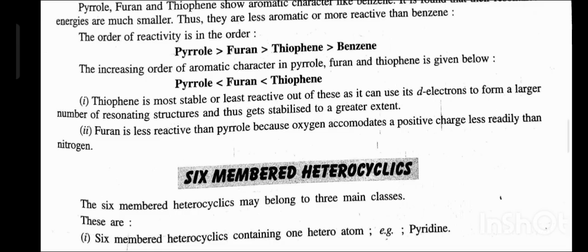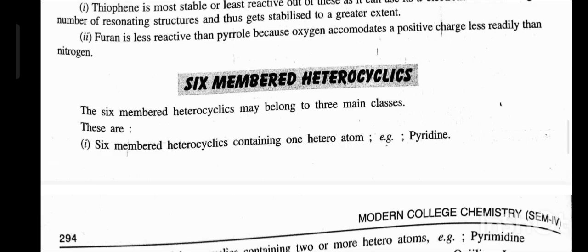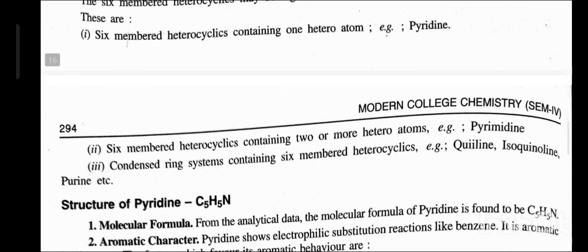Six-membered heterocyclics. The six-membered heterocycles may belong to three main classes. These are: first, six-membered heterocyclics containing one heteroatom, for example pyridine. Second, six-membered heterocyclics containing two or more heteroatoms, for example pyrimidine. Third, fused ring systems containing six-membered heterocycles like quinoline, isoquinoline, purine, etc.